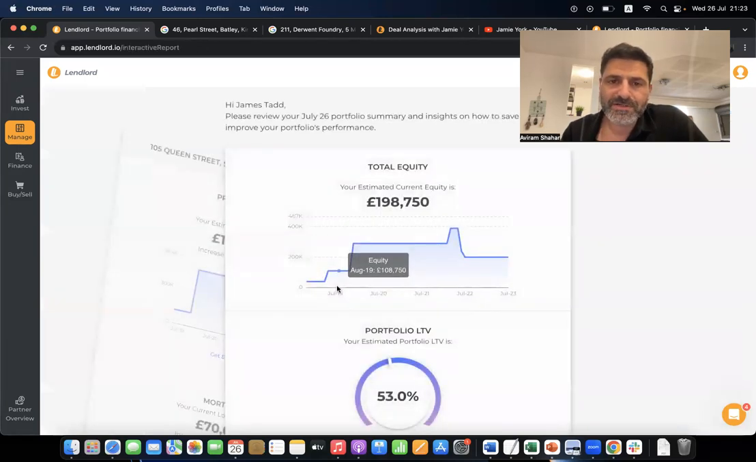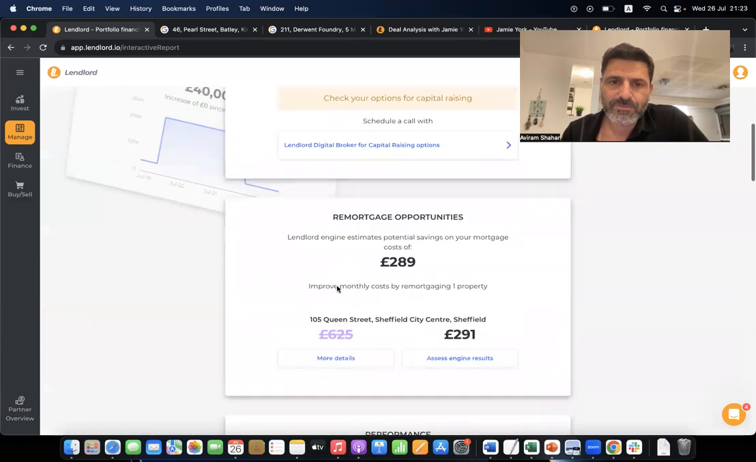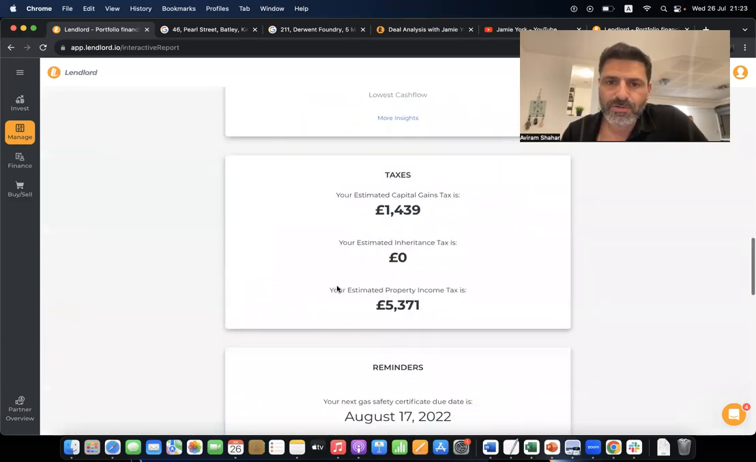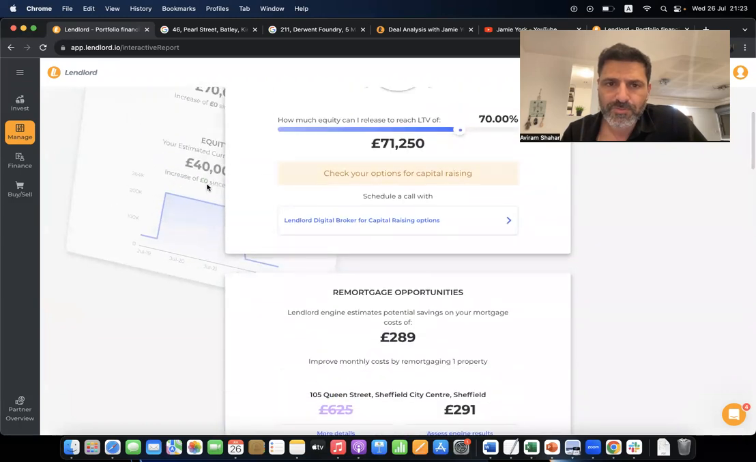And the last thing I will show is the interactive report, which provides you with a high-level overview of your portfolio. And you can just go property by property.